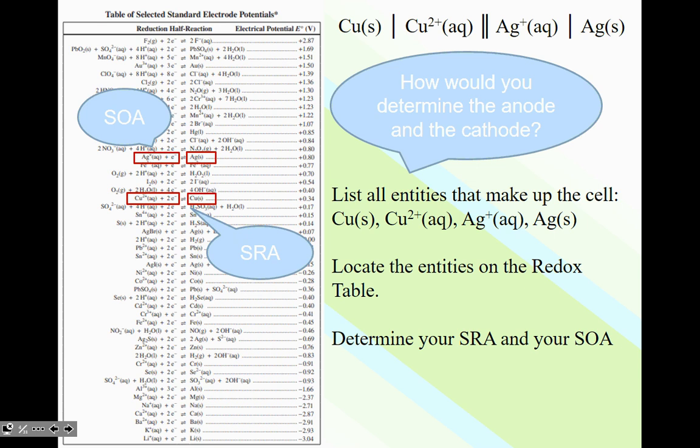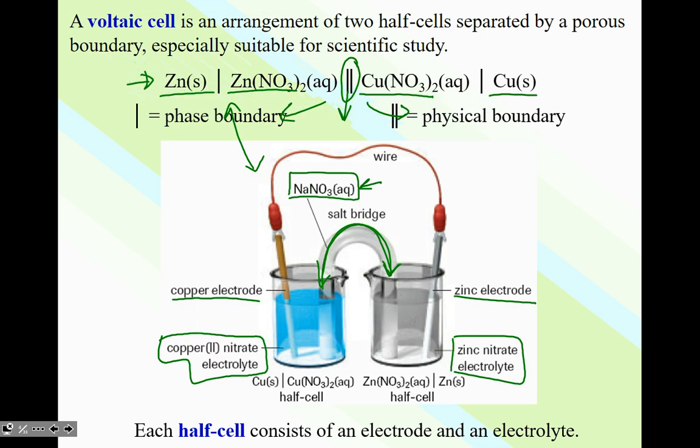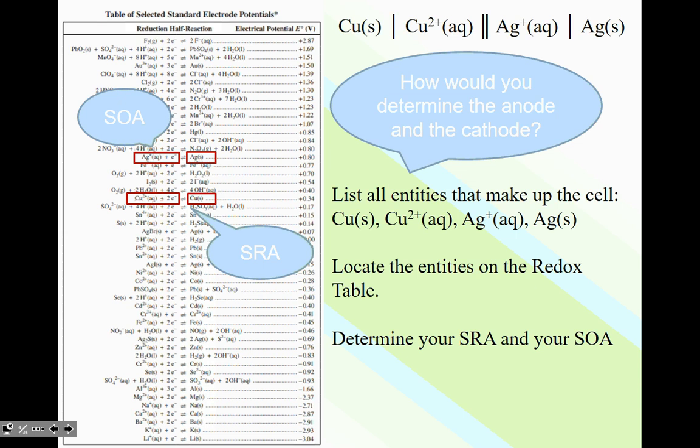So how do we determine where the anode and the cathode are from this example? I'm going to walk you through that. Here are my entities. The first thing you're going to do is list all your entities. We have copper solid, copper ion, silver ion, and silver solid. Also, because of this, we have H2O, but it's not part of the SOA or the SRA.